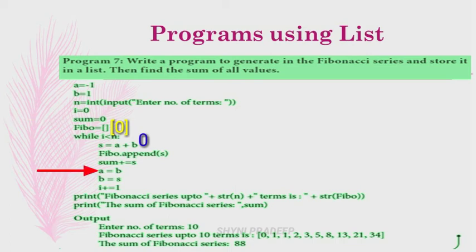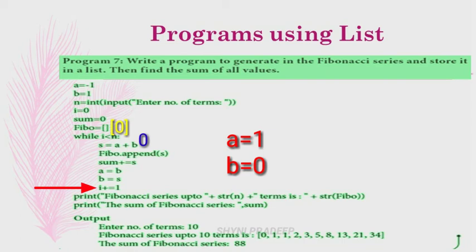Next see A is equal to B. So take the B value for A. B value is what? 1. So now A is equal to 1 and B is equal to S. Take the S value for B. S value is what? 0. So B is equal to 0. Okay, so A is equal to 1, B is equal to 0. And see the next line. I plus is equal to 1. Update the value of I by 1.